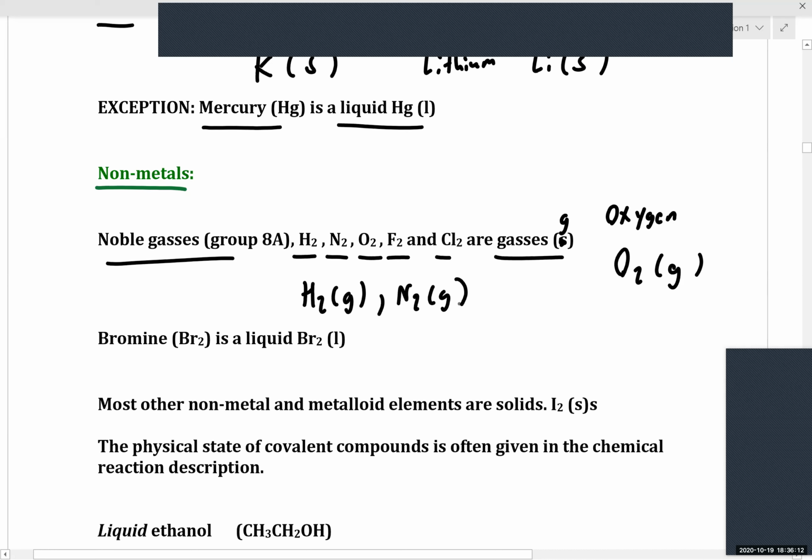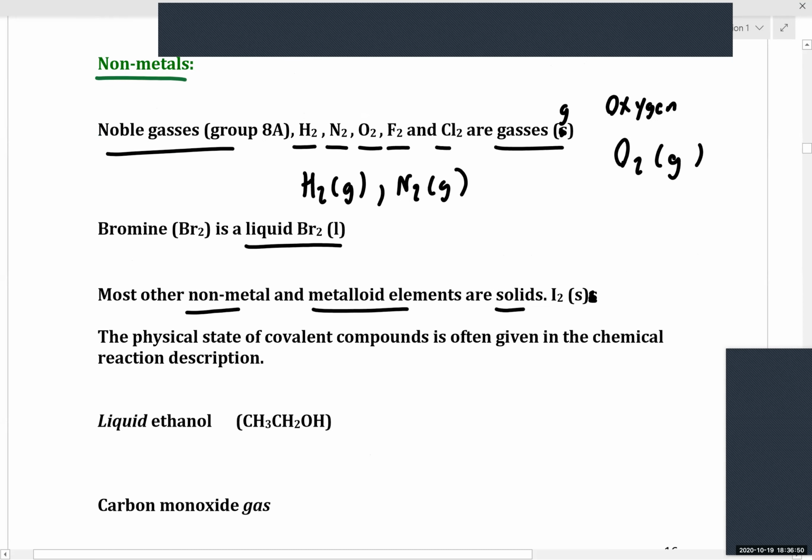And I just want you to keep in mind, for nonmetals, there is only one liquid, and that is bromine. Bromine is a liquid at room temperature, again, owing to its unique chemical properties. Now, most other nonmetal and metalloid elements are solid. So for example, iodine would be a solid. So if you have to guess, overwhelmingly, most elements are solids.